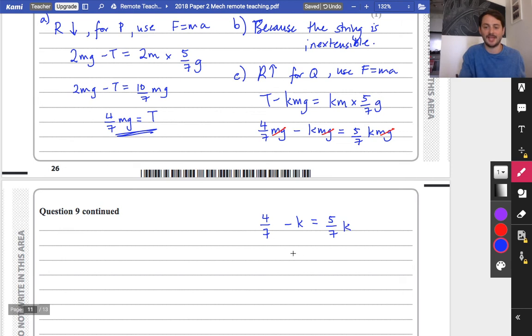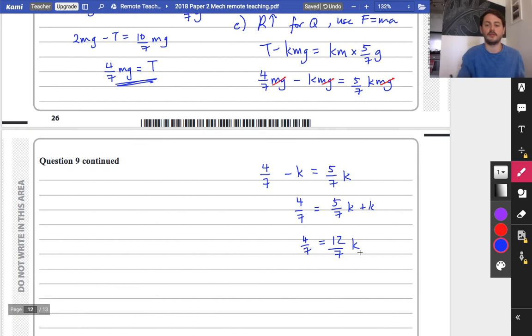I'm going to add k to the other side, so I get 4 over 7 equals 5 over 7k plus k. So 4 over 7 equals 5 over 7 plus 1, which is 12 over 7, multiplied by k. I can multiply both sides by 7, so I get 4 equals 12k, divide by 12, so k equals 4 divided by 12, which is 1/3.